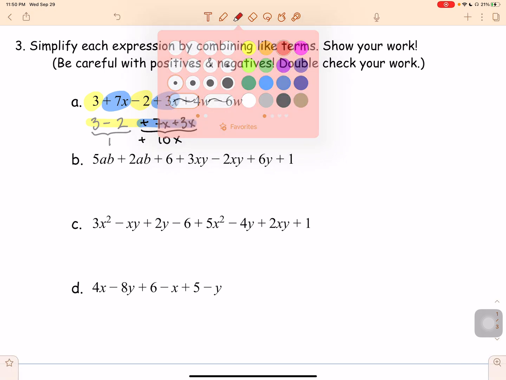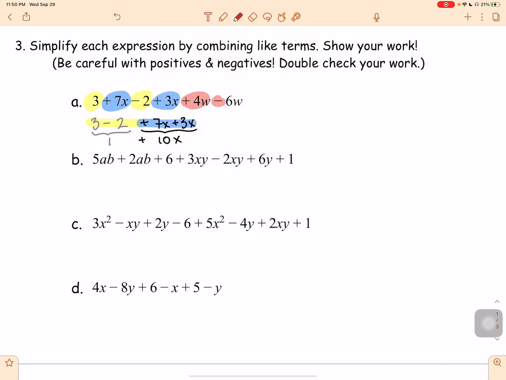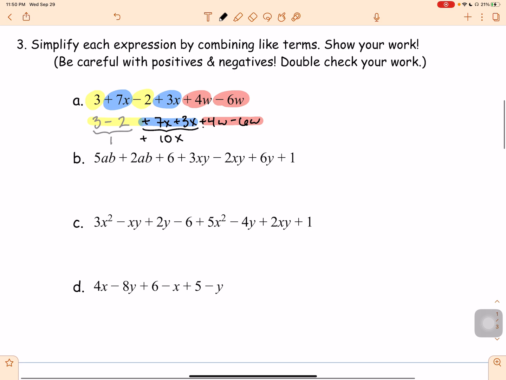Okay. And then I see positive 4w minus 6w. Those were already side by side, but I'll still write them. So 4w minus 6w, remember that your sign is always in front of the term. 4 minus 6 should be negative 2w.